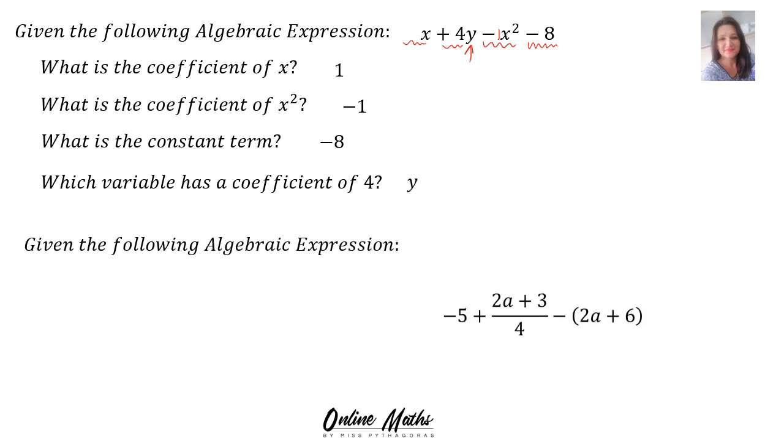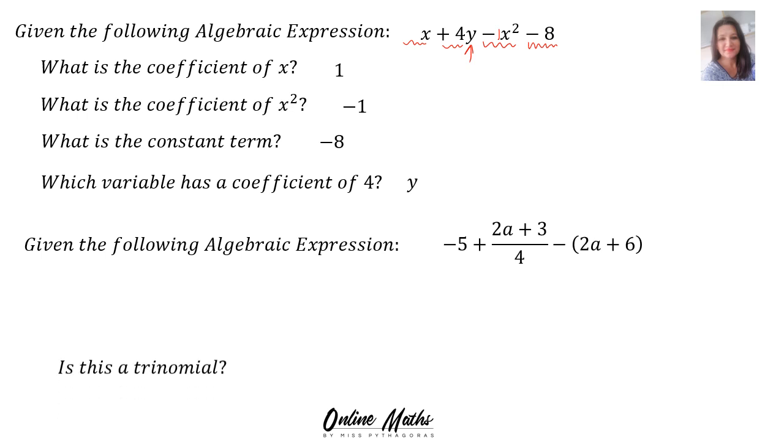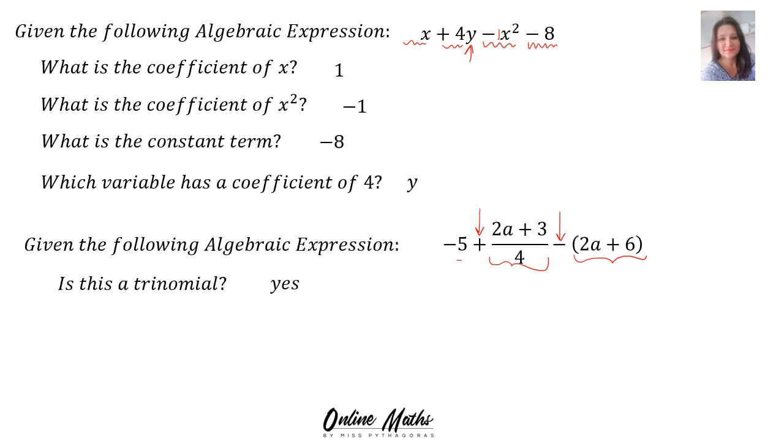Given the following algebraic expression, and then I give you the expression. Is this a trinomial? Let's see. It's this plus that is going to separate the negative 5 and the 2a plus 3 over 4. And then the 2a plus 3 over 4 is all joined with the division sign. And then there's the minus that separates them again. And then the 2a plus 6 is joined with the bracket. Therefore, there's definitely 3 terms. Is this a trinomial? Yes, indeed.